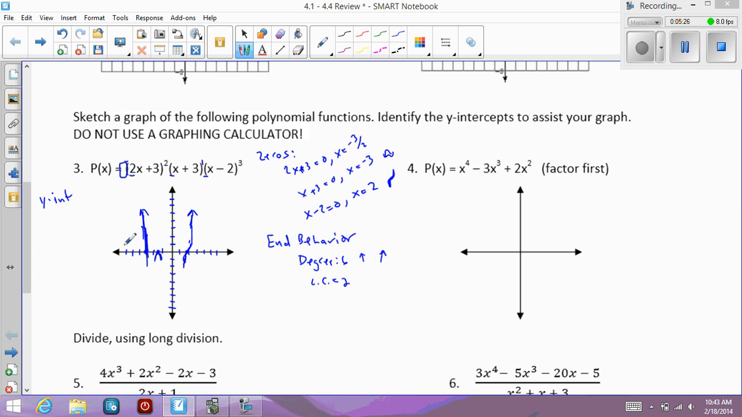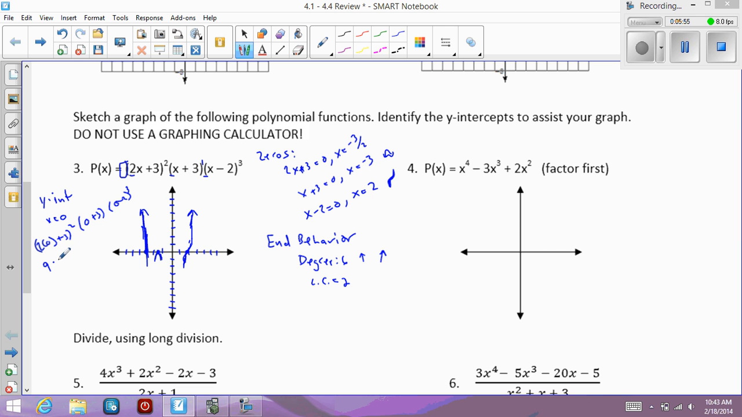We'll also test the value of -3 later, or -2 later. So the y-intercept is when x is equal to 0. So if I plug in 0, I get 2 times 0 plus 3 squared, and 0 plus 3 and 0 minus 2 to the third. Well, 2 times 0 is 0, plus 3 is 3, and 3 squared is 9.